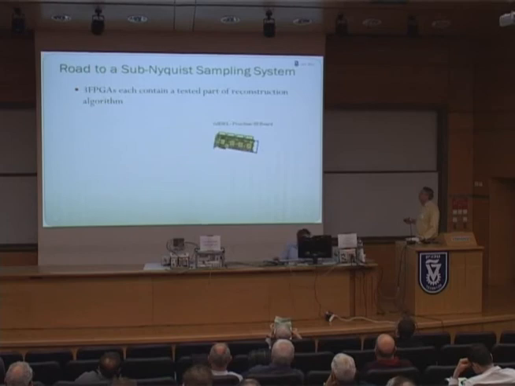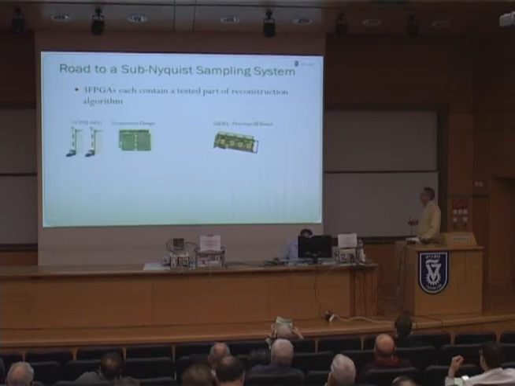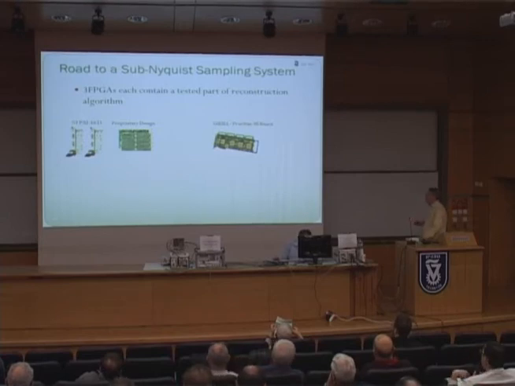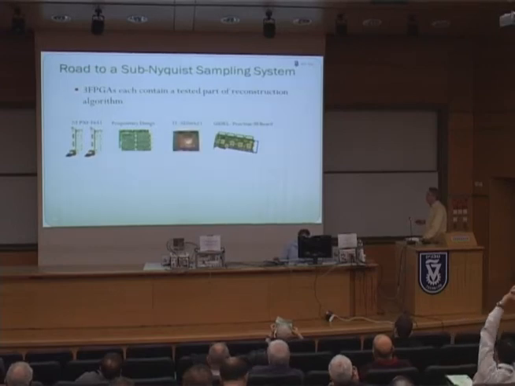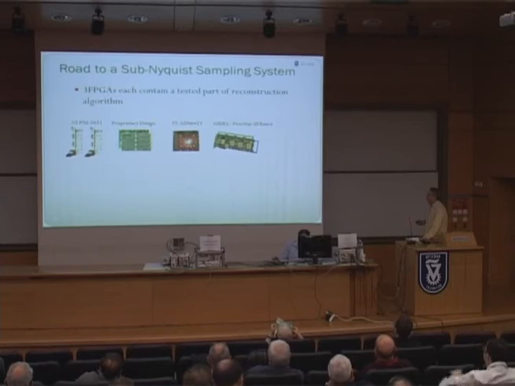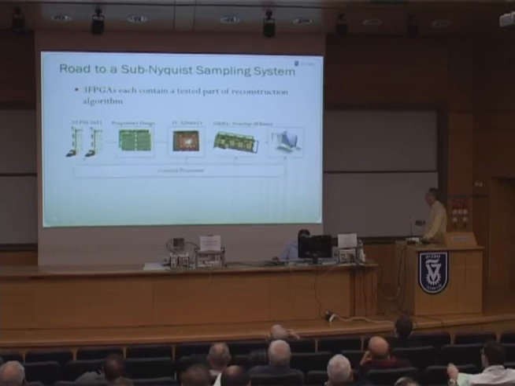So what we had now was 3 FPGAs which contain tested parts of the reconstruction algorithm, and we had the signal generation and the analog front end, and we need to make a system out of it. So as the next step, we have to integrate the A to D converter, and we have to do some control to get our system.